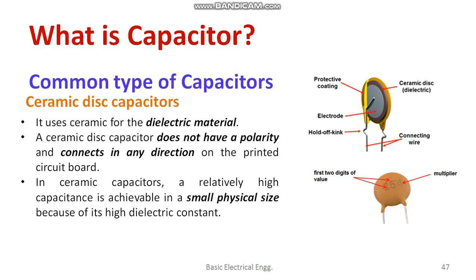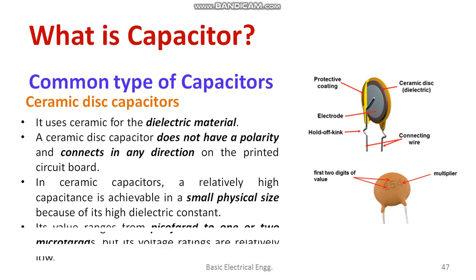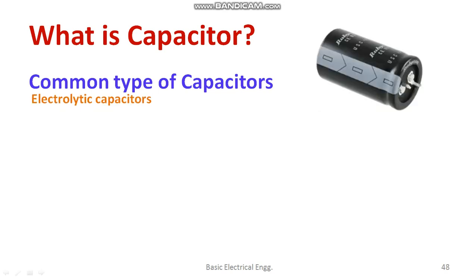In ceramic capacitors, there is a small physical size. High capacitance with small physical size, that is the advantage of this kind of ceramic material. And it is having high dielectric constant. Its value ranges from picofarad to 1 or 2 microfarads. And if I talk about the voltage rating of ceramic capacitor, voltage rating is very less.